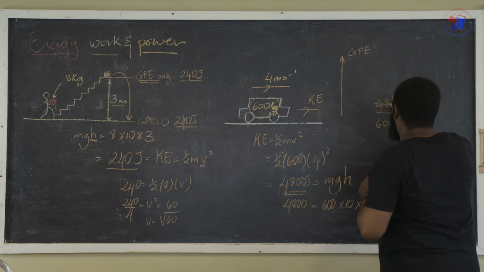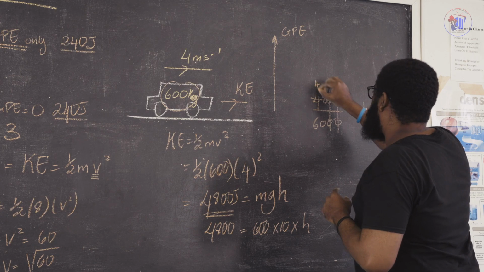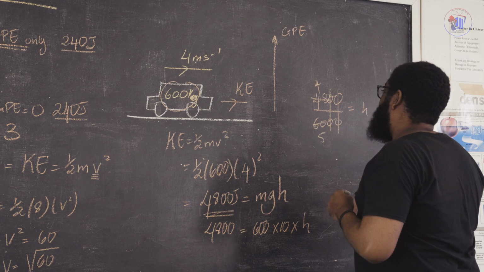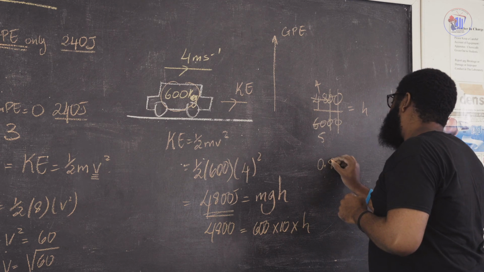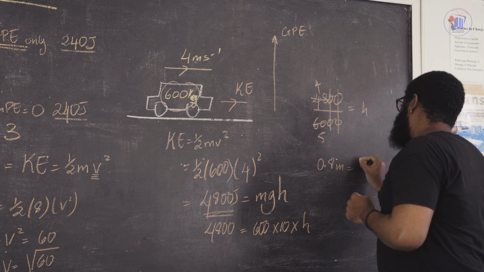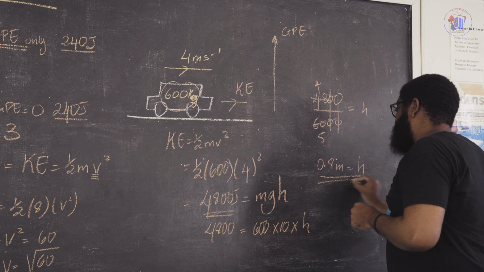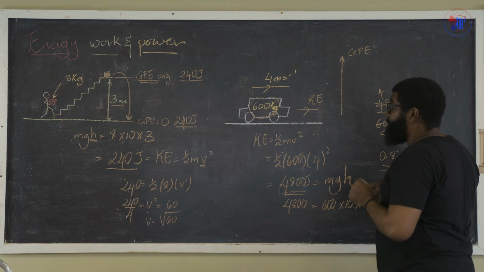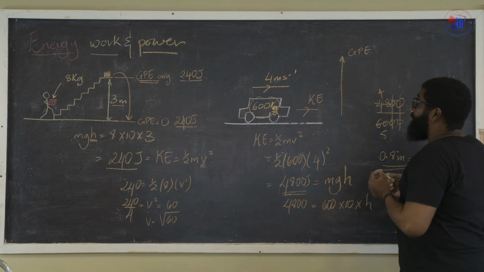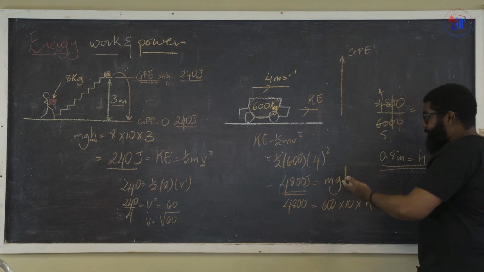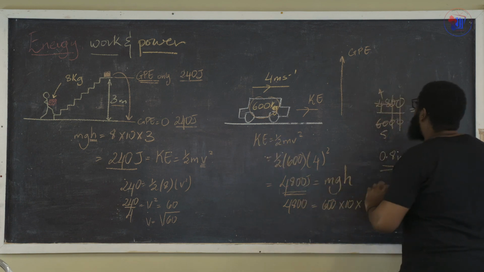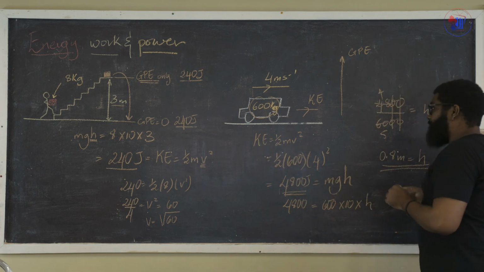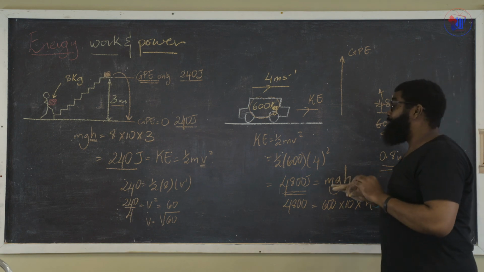All right, 12 into 48, 12 into 60. He really didn't get very high. He just got 0.8 meters off the ground. So it could work both ways. Again, by the principle of conservation of energy, KE can be equal to GPE, and this is how high the car goes.